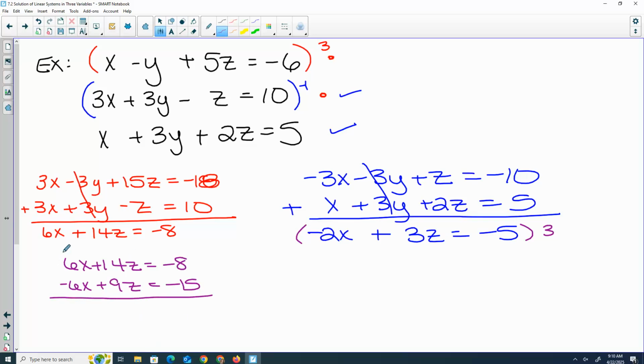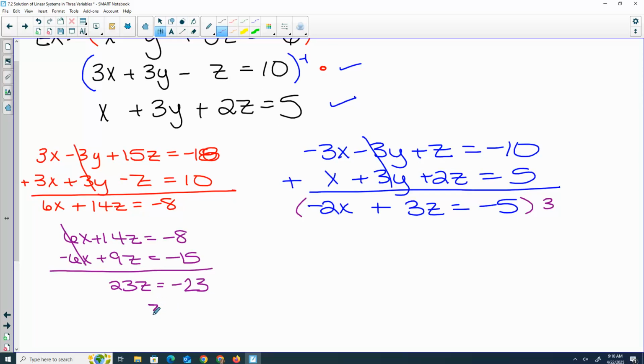I'm going to put them together. Positive and -6x cancel. 2z equals negative 23. Divide, and z is negative 1. And then we just start working backwards. So I have to plug that in somewhere. So if I just put it into this equation.